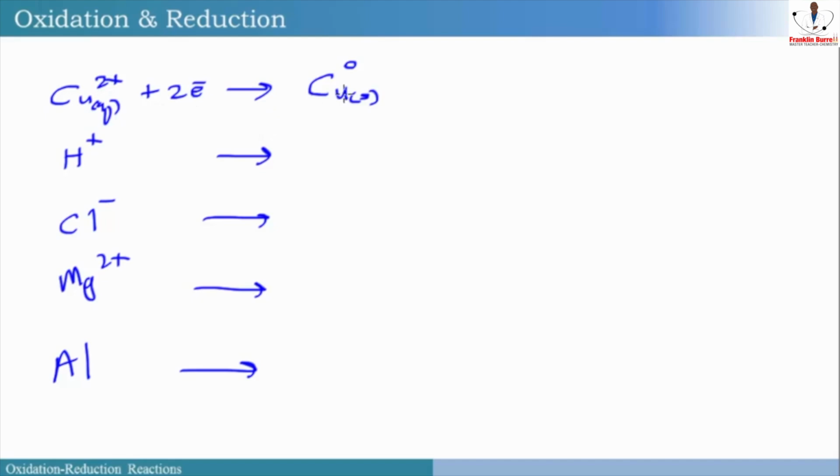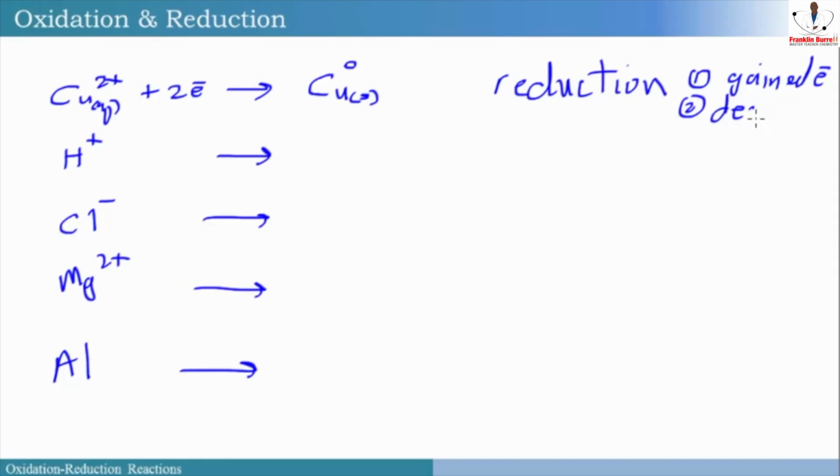Is this oxidation or reduction? Well, this is reduction. Why? It is reduction because 1, we gained electrons, and 2, we decreased in oxidation number from plus 2 to 0. So we have a decrease in oxidation number, ON. So copper ion was reduced to copper atom.